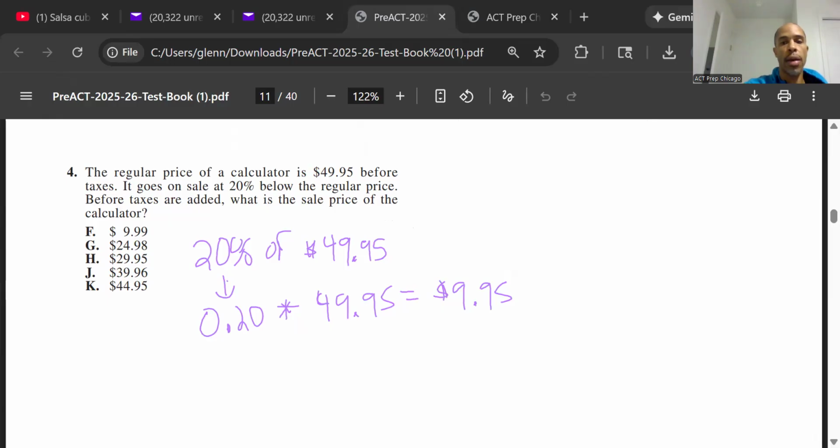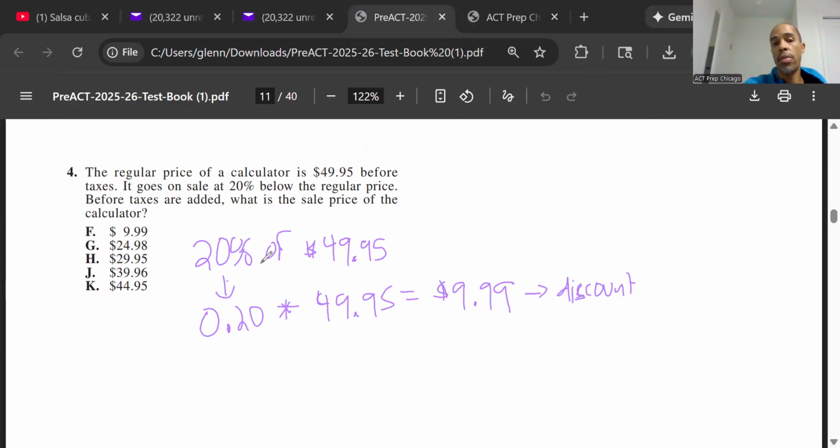Sorry, not 995, 999. So you always have to go back to the question. What is the sale price, not the discount? This is the discount, this is the 20%. I always tell students as well that the percent here and the actual should match in ideas or in words, just in a different form.